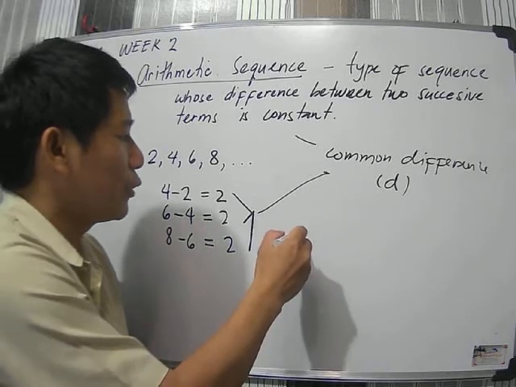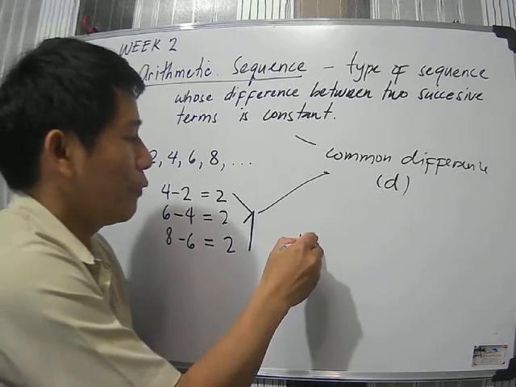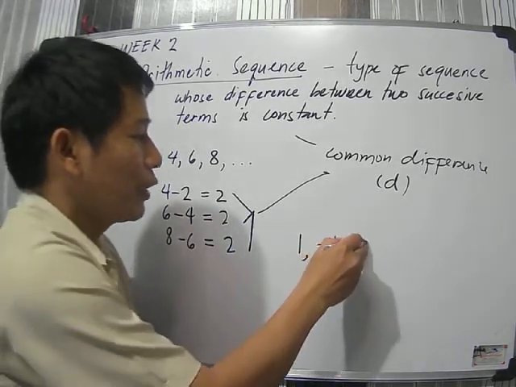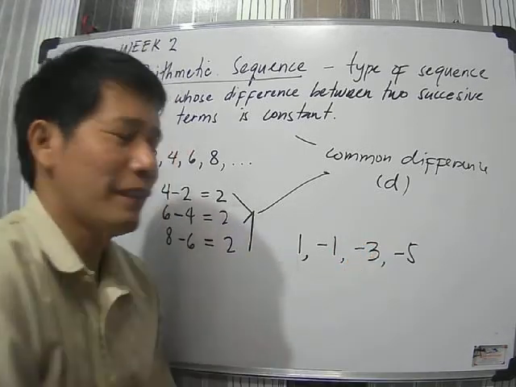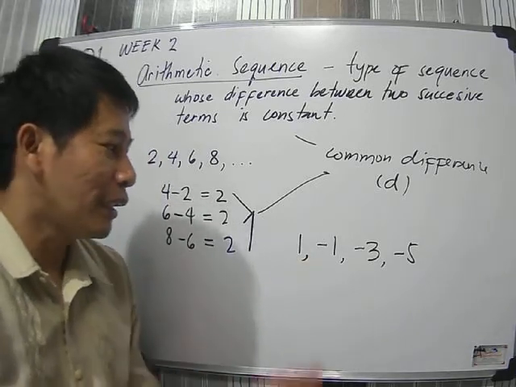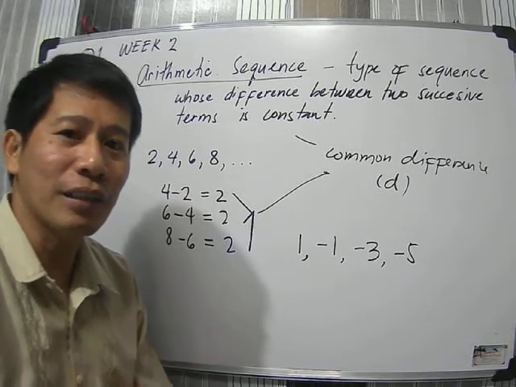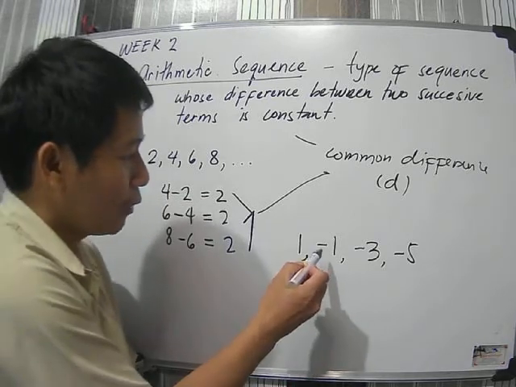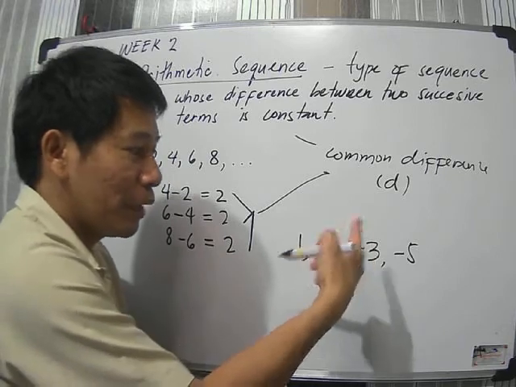Suppose meron tayo ditong 1, negative 1, negative 3, negative 5. Ayan, so meron tayong example na may negative yung terms. So, let us see. Ito kaya ay arithmetic sequence? Okay, try natin kunin yung difference between successive terms. Okay, let's see. Unahin natin to. So, negative 1, take note ha, next term minus the previous.